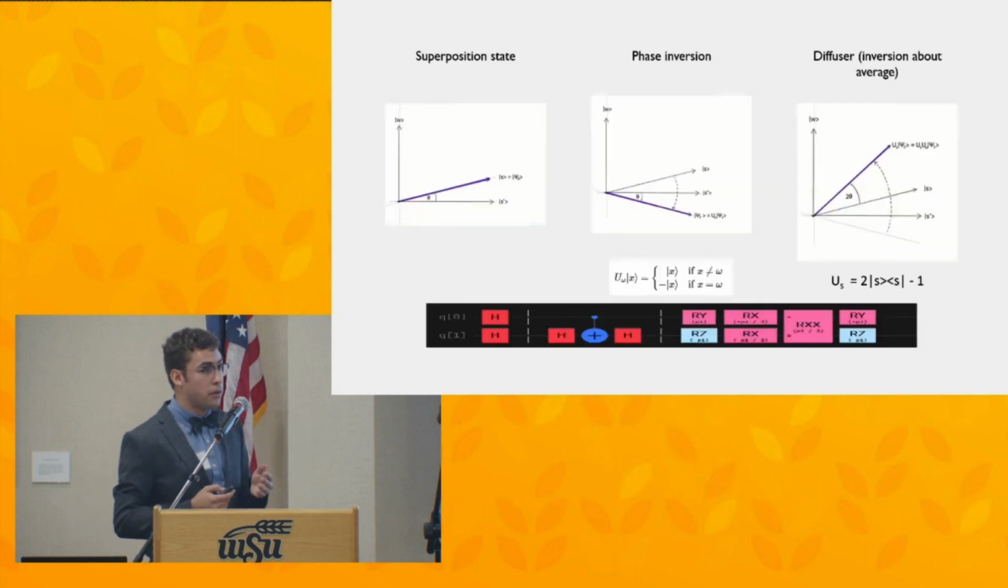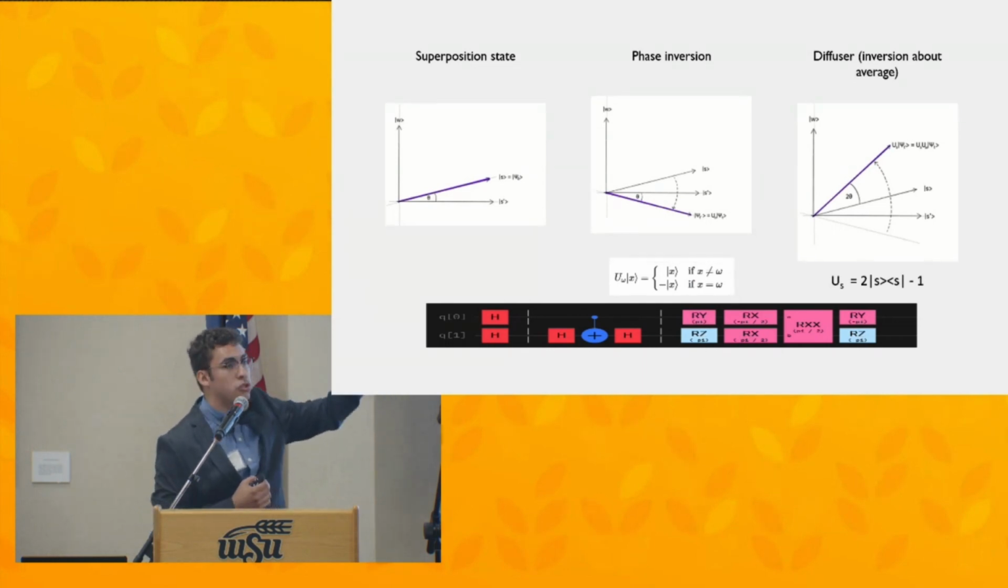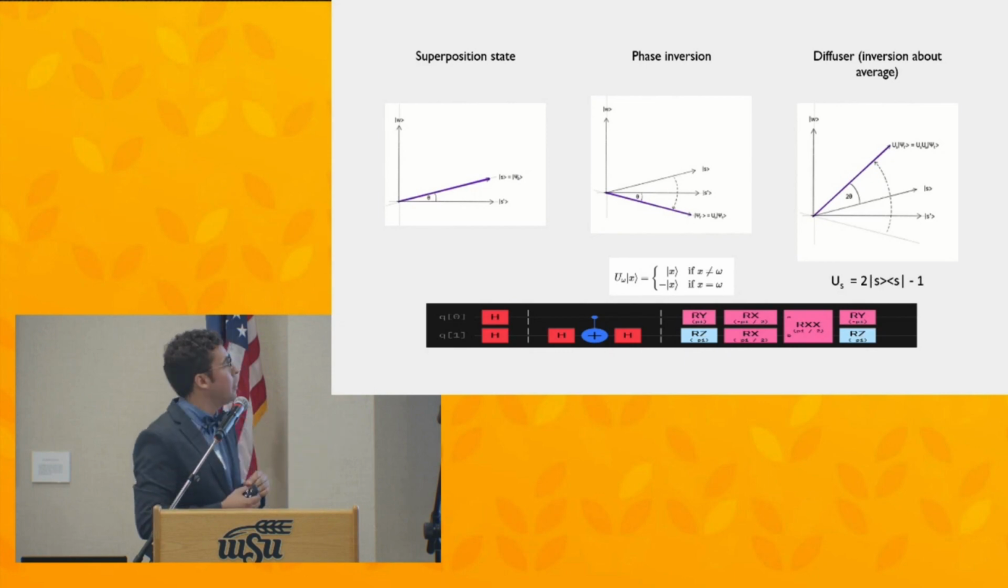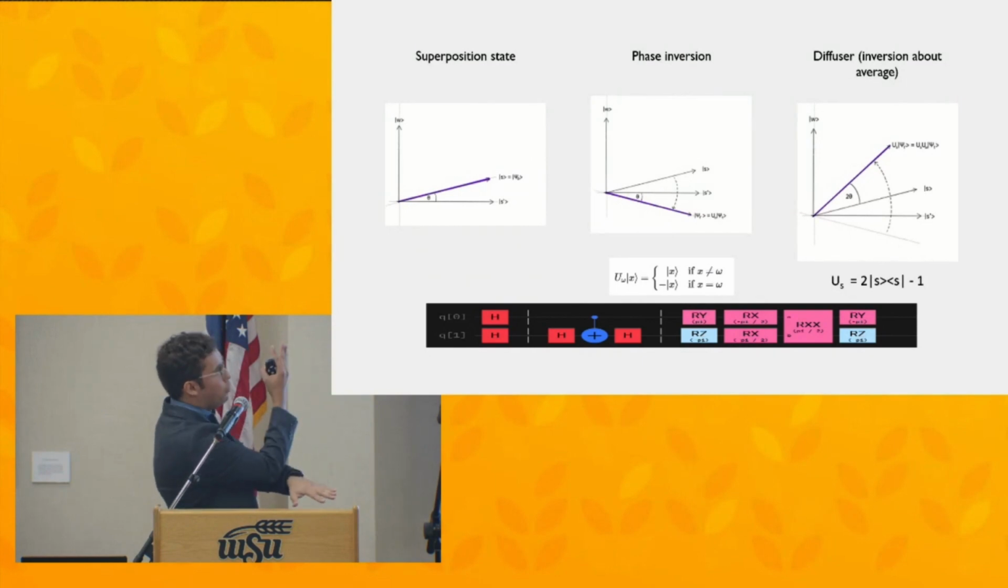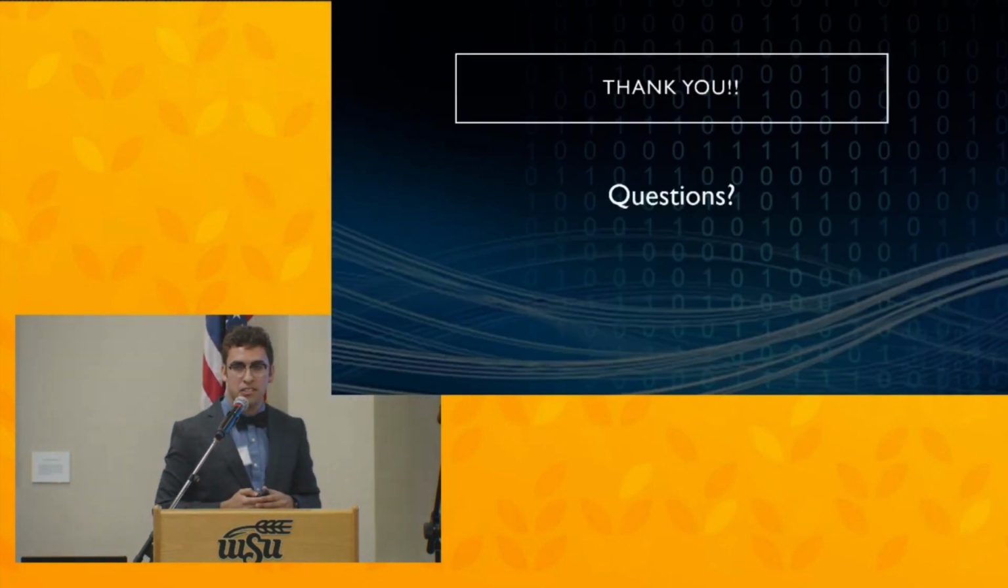So at that point of the project, for the larger system, we are just going to be playing back and forth with our phase inversion and the diffuser. We are going to assign that negative sign to the item that we are trying to look for as many times as we need, because the larger the system, the more times you need to apply this portion of the algorithm, and then using our version of the diffuser to hopefully make that purple line fully aligned with the winner state. And that's the end of my presentation. Thank you very much.